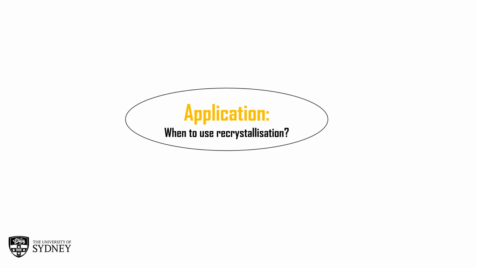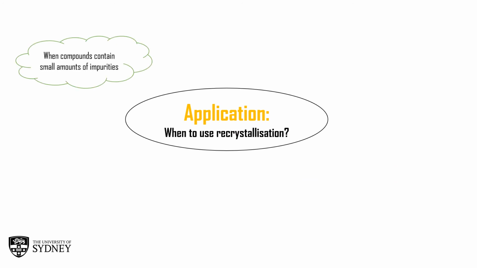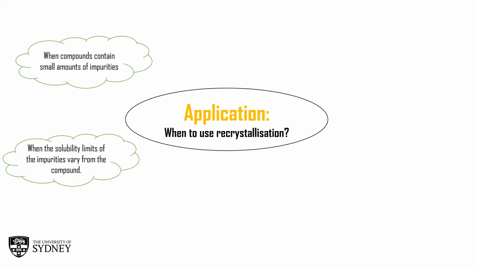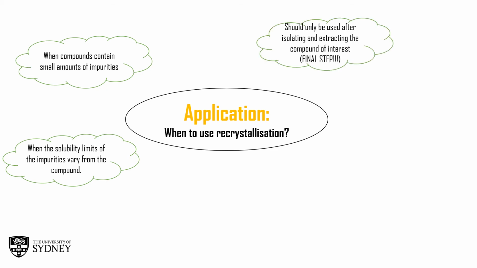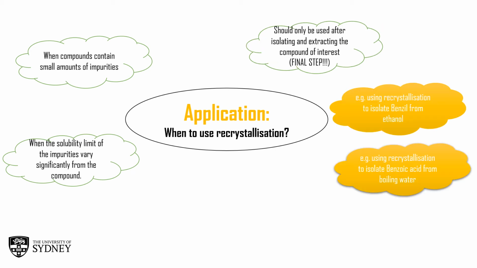Now, when do we use recrystallization? When we know that there are impurities in our crude solution, and when we know that these impurities have solubility limits that vary greatly from our compound of interest. We should also only use recrystallization as the final step after isolating and extracting the compound of interest. For example, we can use recrystallization to isolate benzil from ethanol or to isolate benzoic acid from boiling water.